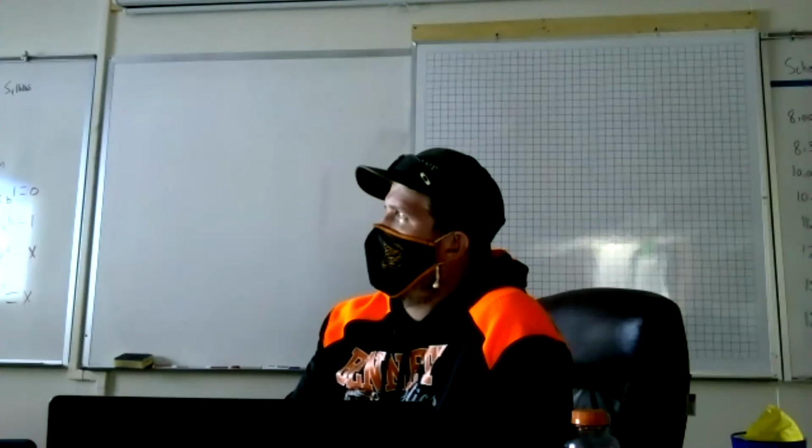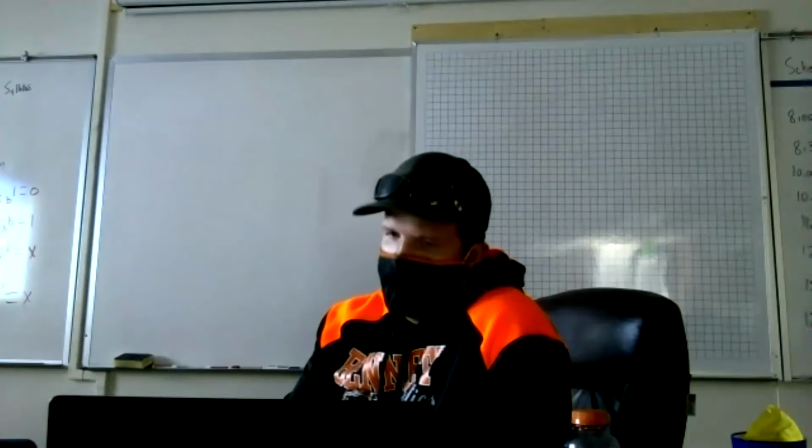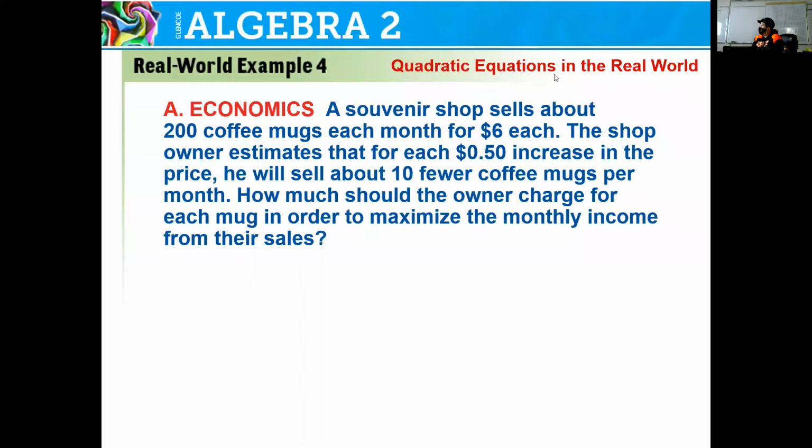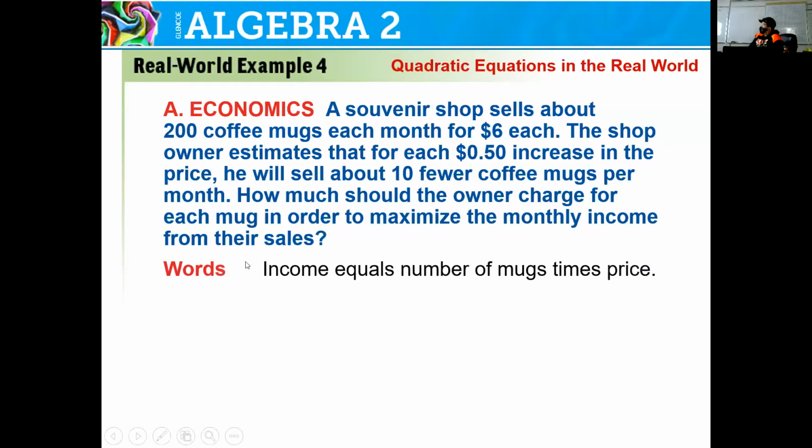I can walk you through the slides. First, a few key things that we have. So income is equal to the number of mugs times the price. So for $6, if they're selling 200, 6 times 200 would give you 1,200.